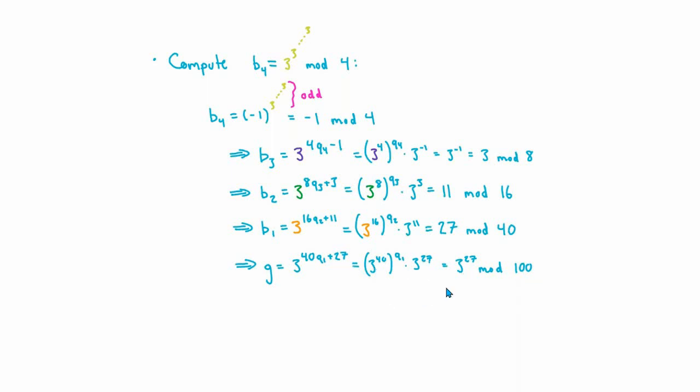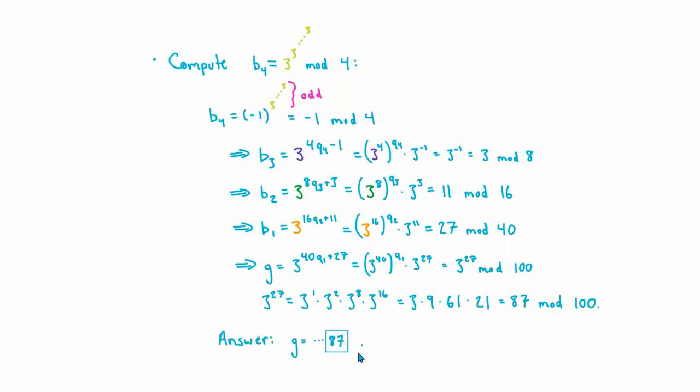And even though 3 to the 27 is just a little too big for my calculator, I can compute it pretty quickly by using the square and multiply algorithm, and I find without too much trouble that it's equal to 87 modulo 100. So the answer to my original question is that, even though there's a lot that I haven't told you about Graham's number and there's a lot that nobody knows, we've now shown that the rightmost 2 digits of this number are 87.